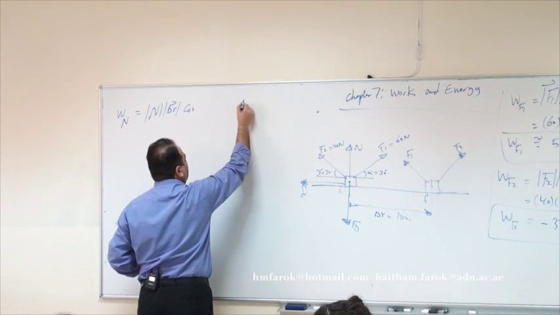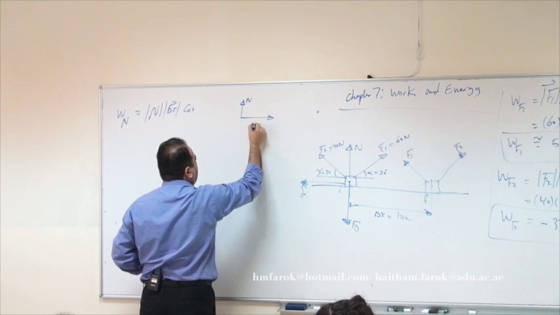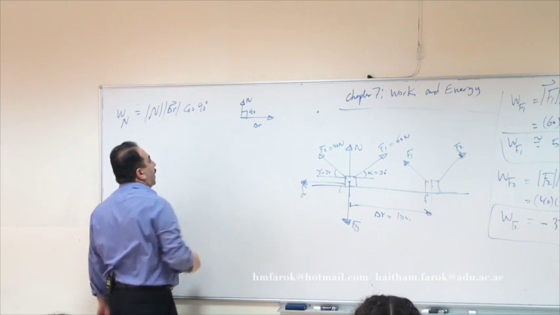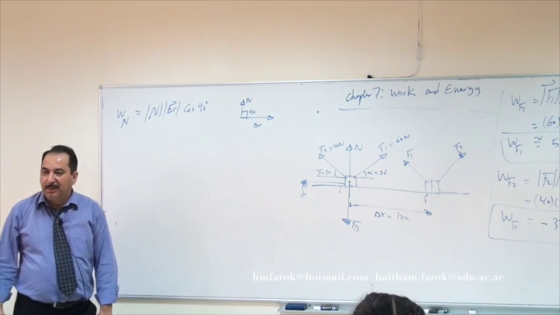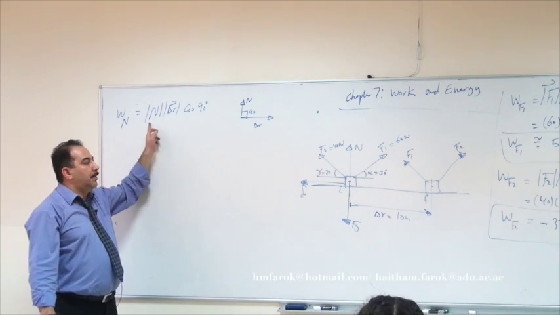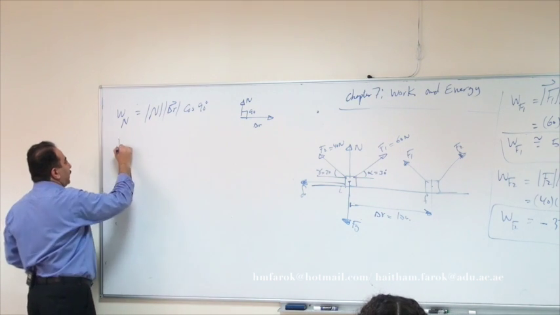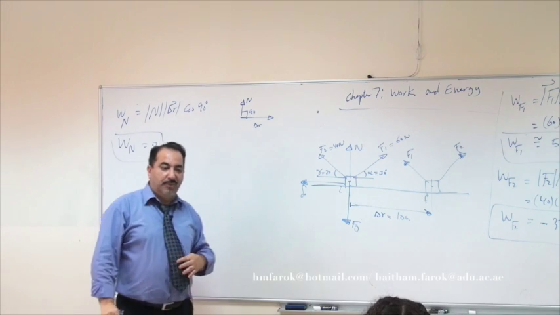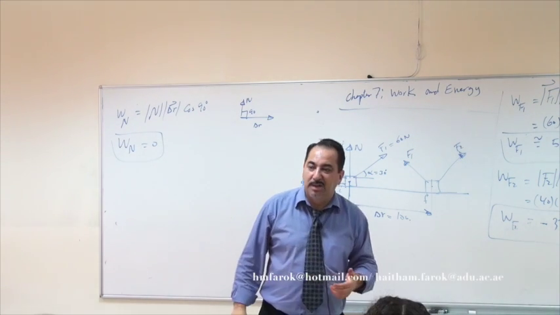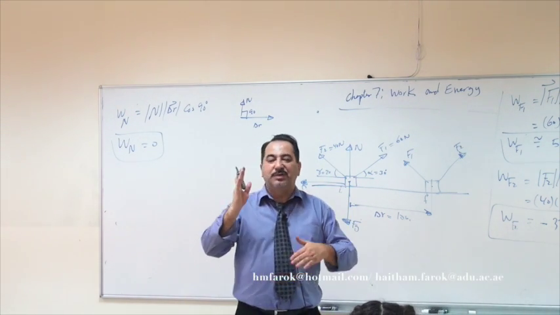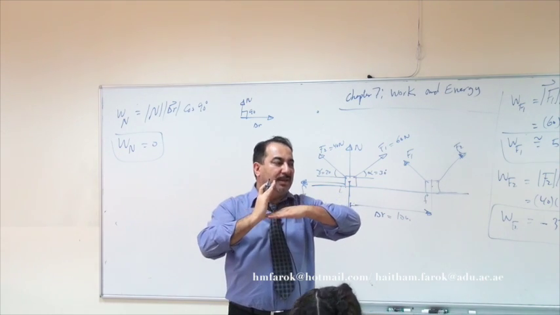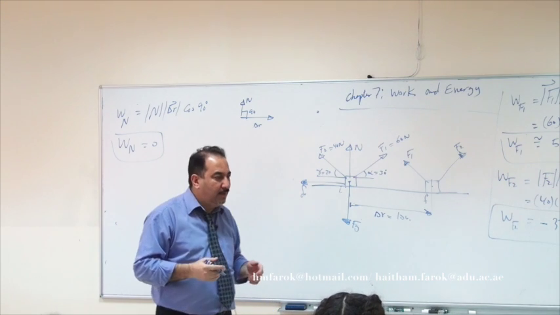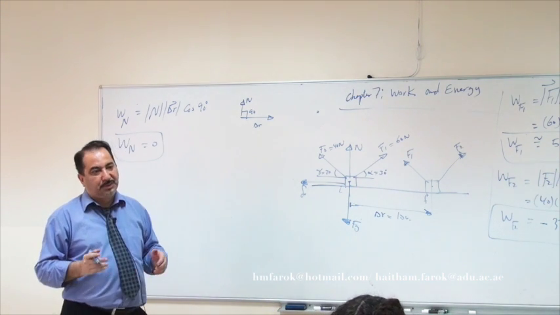This is N, and this is delta R. So this is 90. Now cosine 90? 0. 0 multiplied by anything is 0. So how much is the work done by normal force? Okay, this is always true. From now on, don't calculate the work done by normal force, because normal force always makes 90 degrees with the motion. So there is no point in calculating the work of normal force.